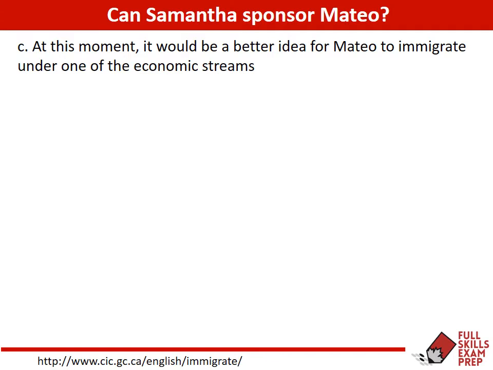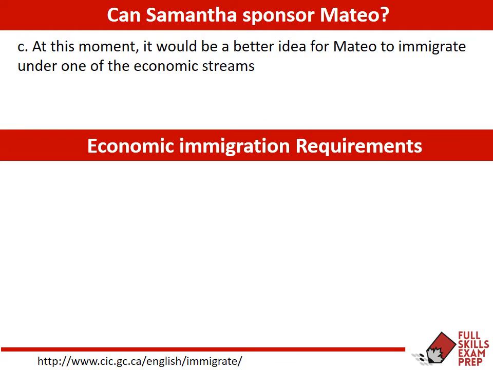So let's begin with C. Now C says at this moment it would be a better idea for Mateo to immigrate under one of the economic streams. And if you worked your way through those economic stream lessons, you probably have a good little bit of knowledge about all of those programs, and of course whether or not Mateo would qualify for them.